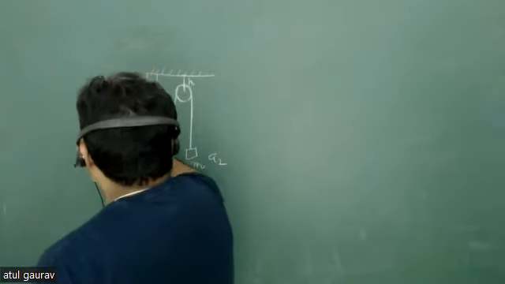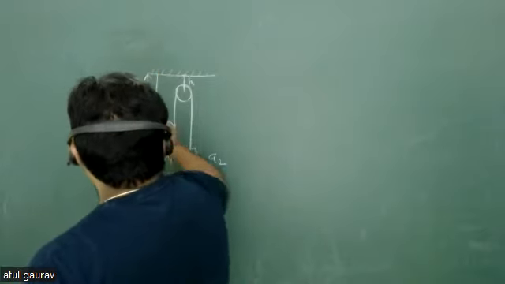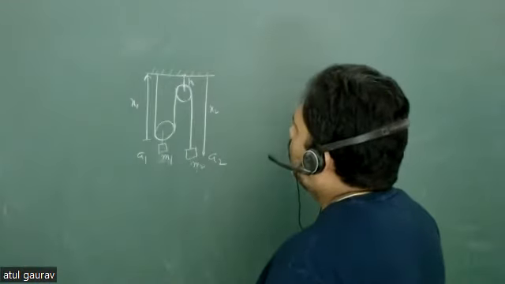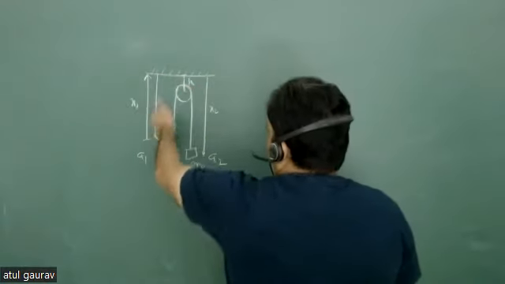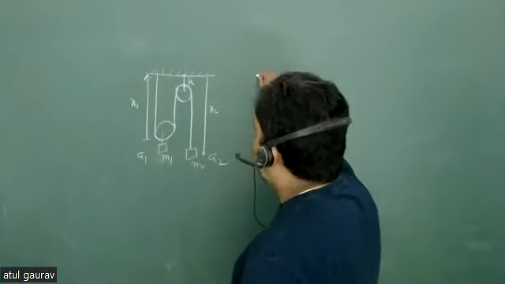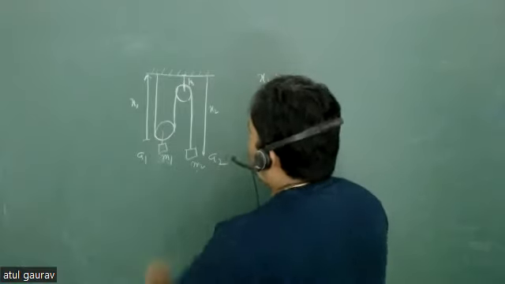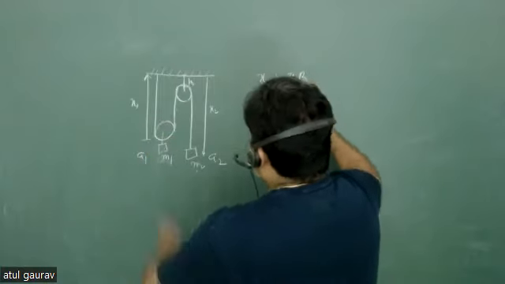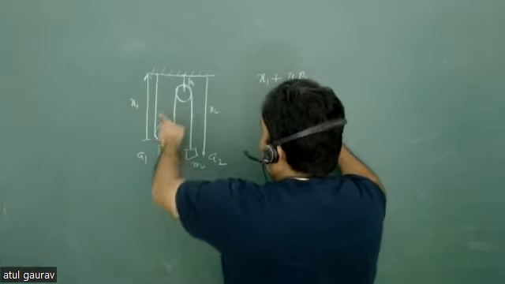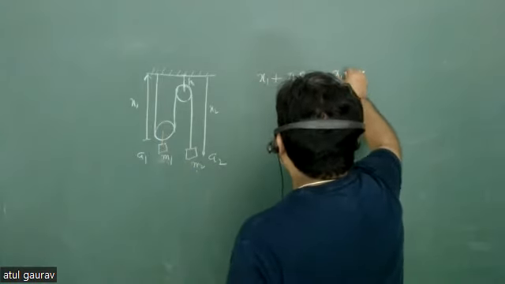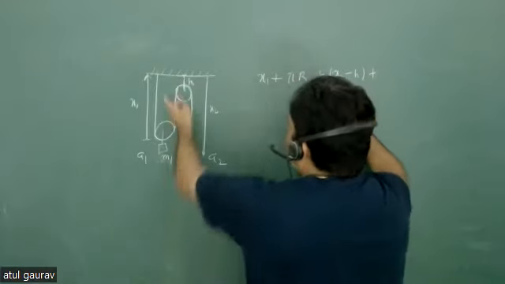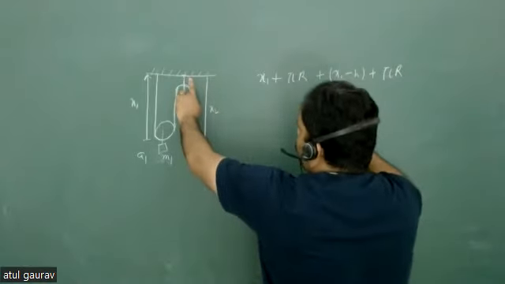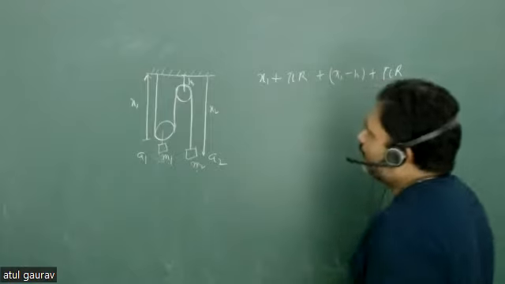Which is very important. So suppose this distance is x1 and this distance is x2. Now, what will be the length of this particular rope? x1 plus, what will be this distance, x2 minus h. Very good. What will be this distance? x1 minus h, plus what is this distance? Pi r. What will be this distance? x2 minus h.